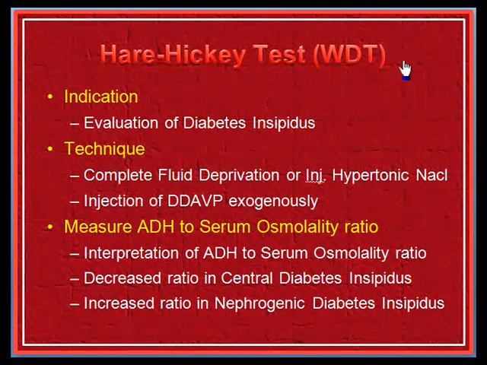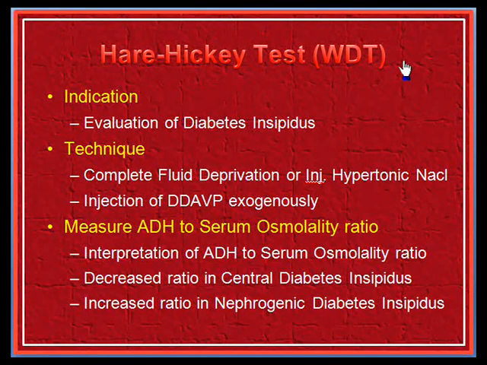The indication for doing this test is to differentiate between central diabetes insipidus and nephrogenic diabetes insipidus, not in other cases of polyuria. Only when we come to a conclusion as per the previous algorithm that we are probably dealing with CDI or NDI, then we may require to do a WDT.